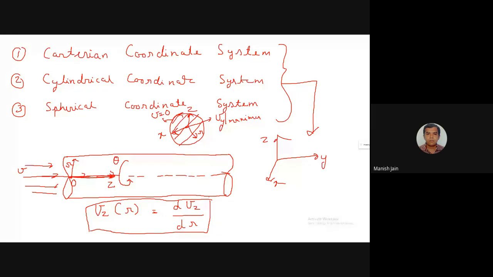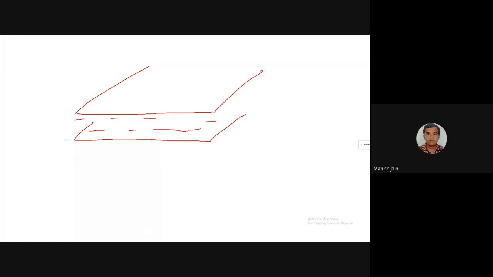So based on the geometry, you have to consider the coordinate system. The simple way to understand it: if the geometry is cylindrical, take the cylindrical coordinate system. If the geometry is rectangular, take the rectangular coordinate system. The second problem is, suppose there are two parallel plates, and fluid is flowing in between these parallel plates. Then you have to take the Cartesian coordinate system. You can take x, y, and z.